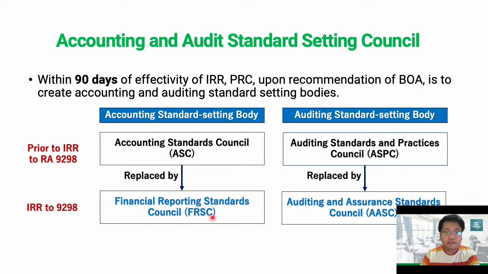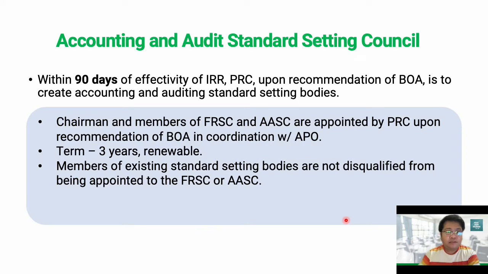So we have the Financial Reporting Standards Council, or FRSC, and the Auditing and Assurance Standards Council, which is our AASC. The term of office: the chairman and the members of the FRSC and AASC are appointed by the PRC, the Professional Regulation Commission, upon recommendation of the Board of Accountancy in coordination with our APO, or Accredited Professional Organization. Their term is 3 years, renewable, and the members of the existing standard setting bodies, which are the ASC and ASPC, are not disqualified from being appointed to the new councils, the FRSC and AASC.